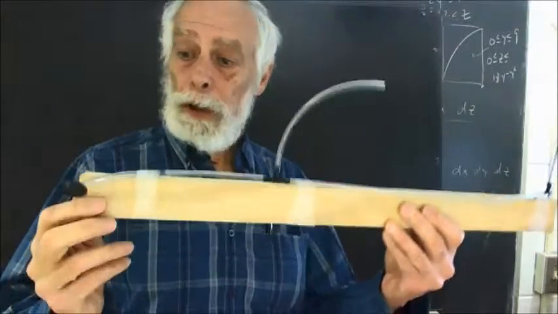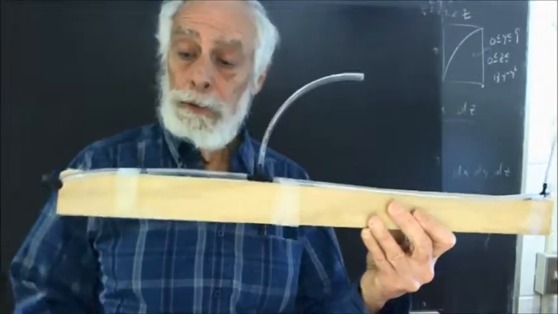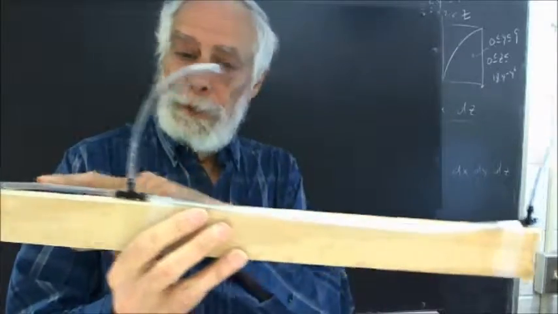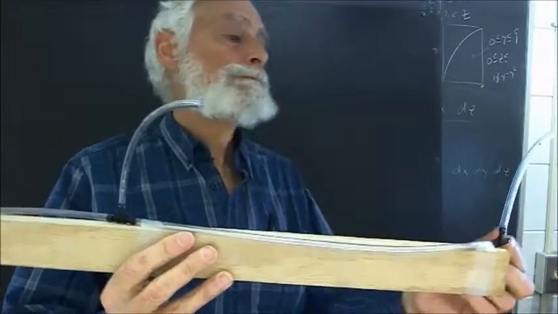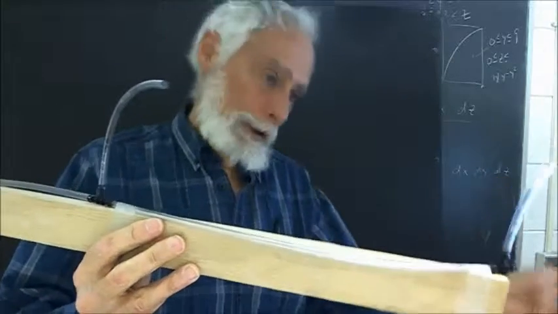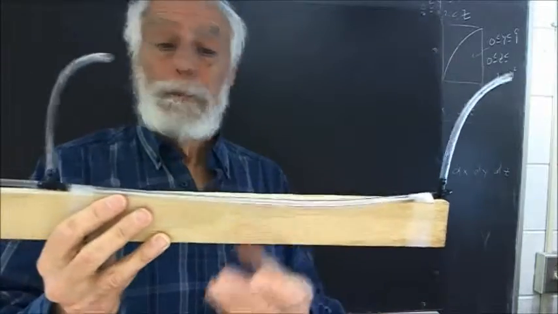By siphoning water from a large container at one height or another, we can vary the height of the container. We can allow fluid to flow through this system, and out this end we can measure the flow rate easily, catching water in a graduated cylinder, timing it.